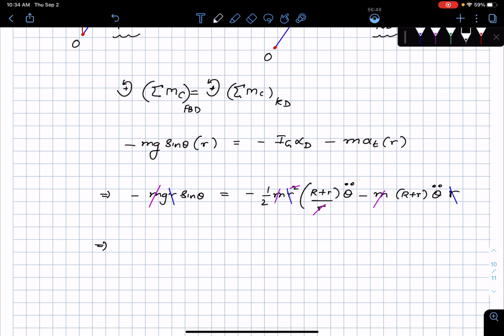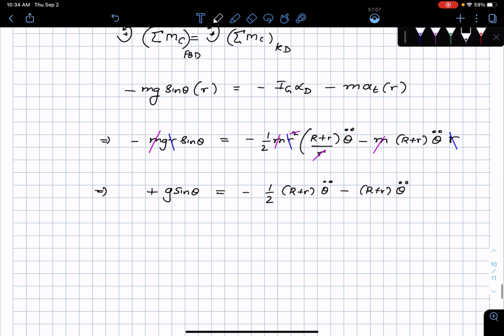Combine the like terms. So I'm going to have minus g times sine theta, minus half (R plus r) theta double dot, minus (R plus r) theta double dot. Get rid of all the negative signs, make them all positive. So this tells me that 3 by 2 (R plus r) theta double dot is equal to g sine theta.